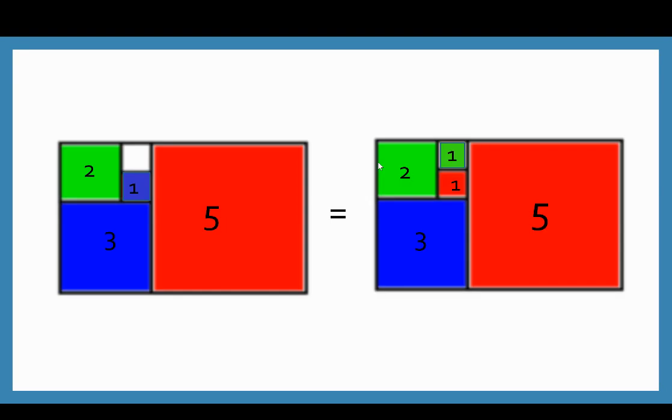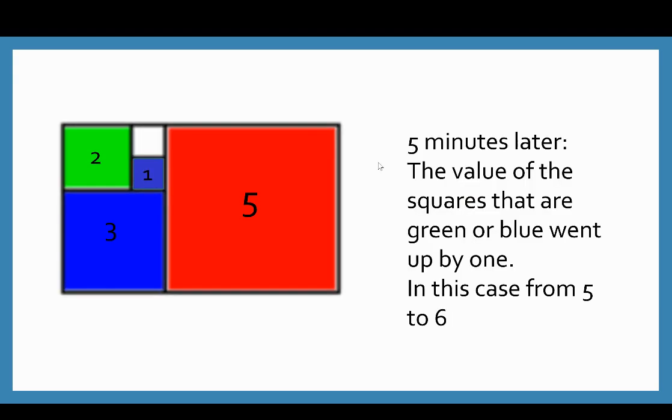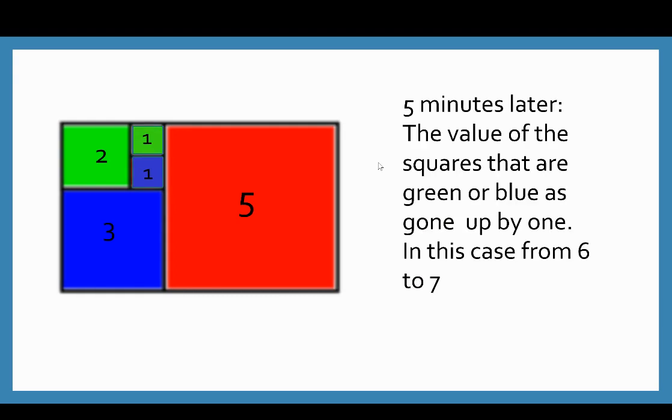So these two solutions are equivalent. They're the same, got the same value. So here we are 5 minutes later. The value of the squares that were blue or green went up by 1 small square. So instead of having a value of 5, it's now 6. So now it's 5 minutes later. So if I want it to be 5 minutes later again, to be 9:35, I need the value of the squares that are green or blue to go up again by 1 small square to 7. So now I've got 7 and my hours haven't changed. I don't want my hours to change.